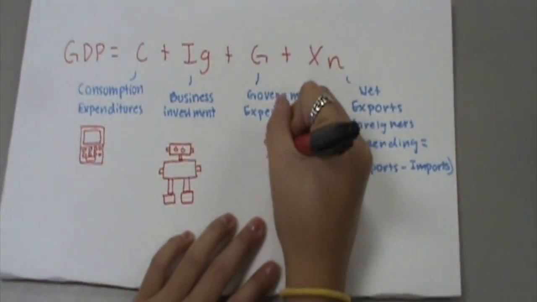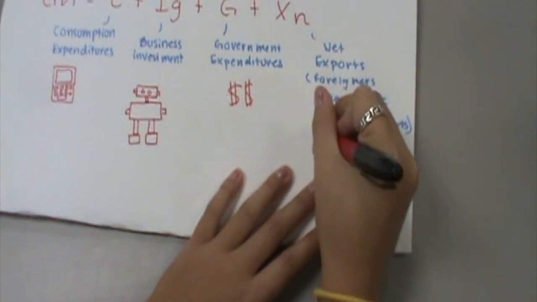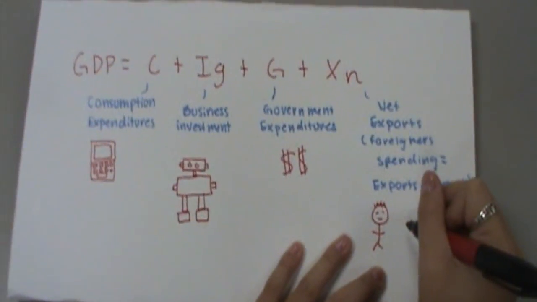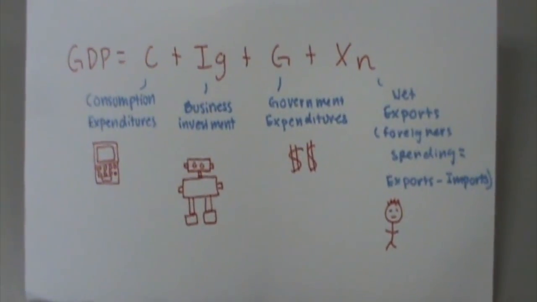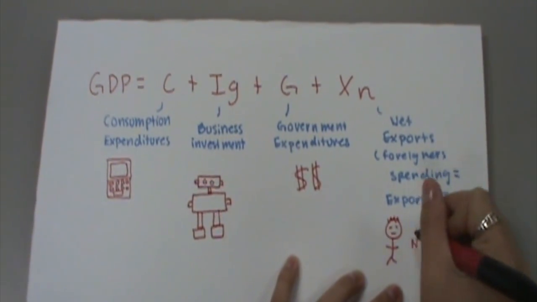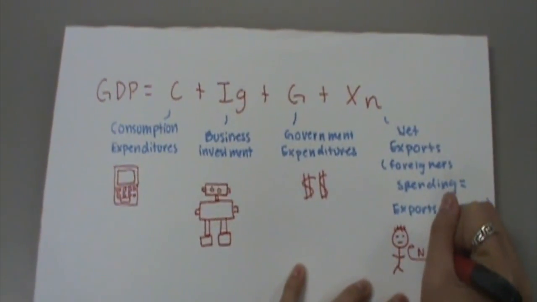Net exports are the amount by which foreign spending on a home country's goods and services exceeds the home country's spending on foreign goods and services. An example of this is a Chinese man buying New Balance shoes that were made in America.